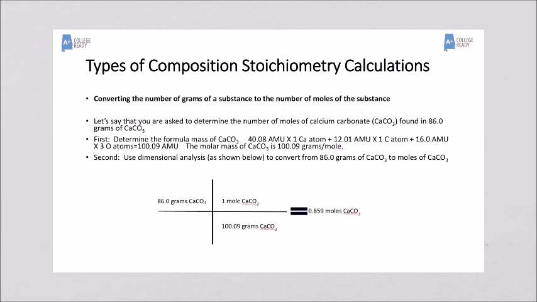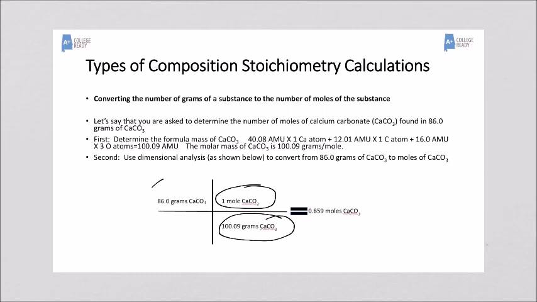We'll add up the mass of 1 calcium, 1 carbon, and 3 oxygen atoms, and we'll end up with a formula mass of 100.09 AMUs. That means the molar mass of calcium carbonate is 100.09 grams per mole. We'll set up a little factor label chart. So essentially we've established a conversion factor. That 100.09 grams of calcium carbonate is equivalent to 1 mole of calcium carbonate.